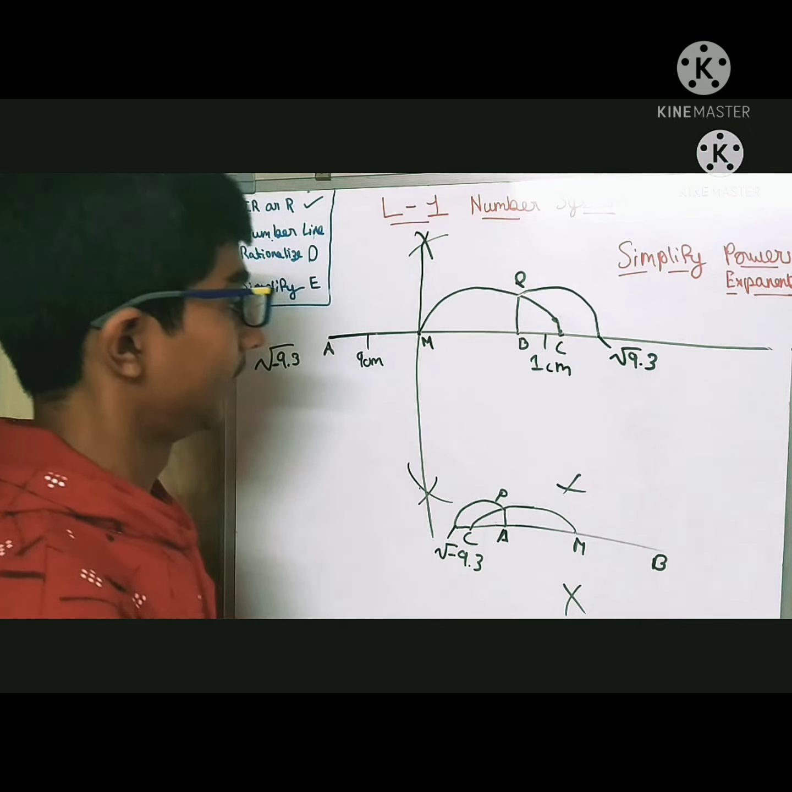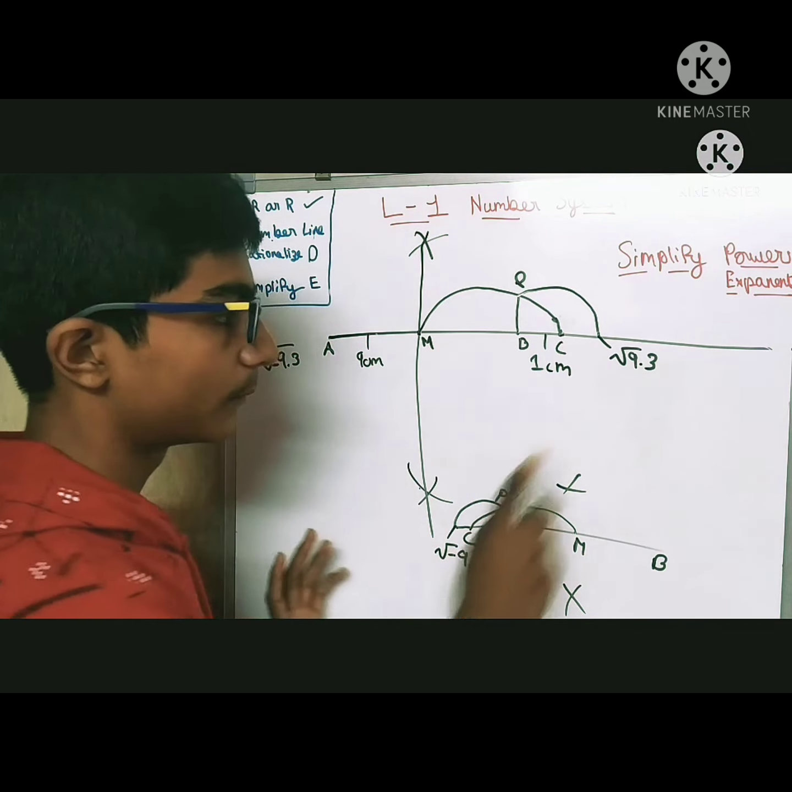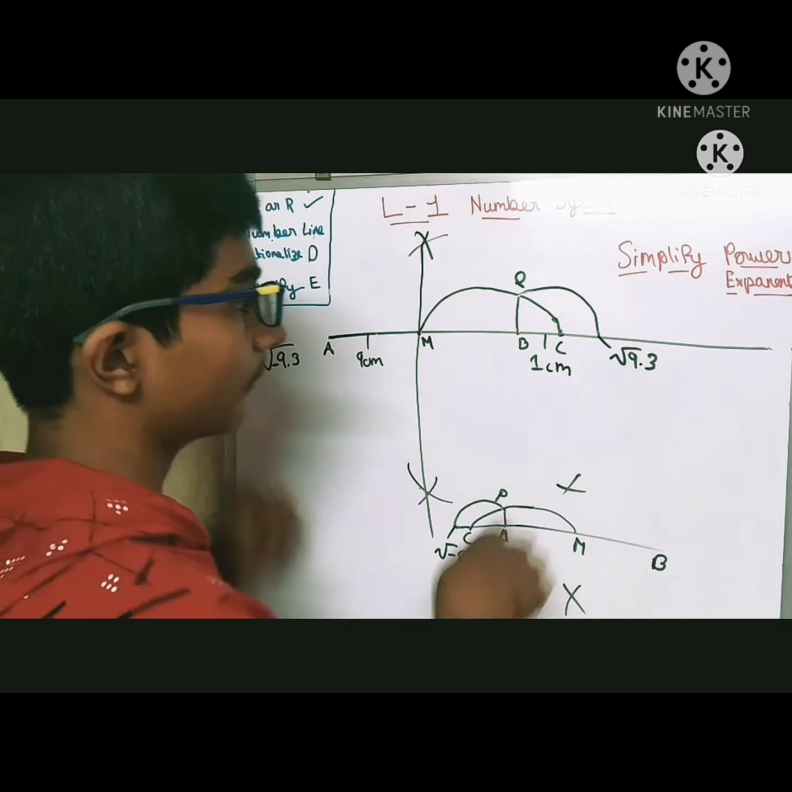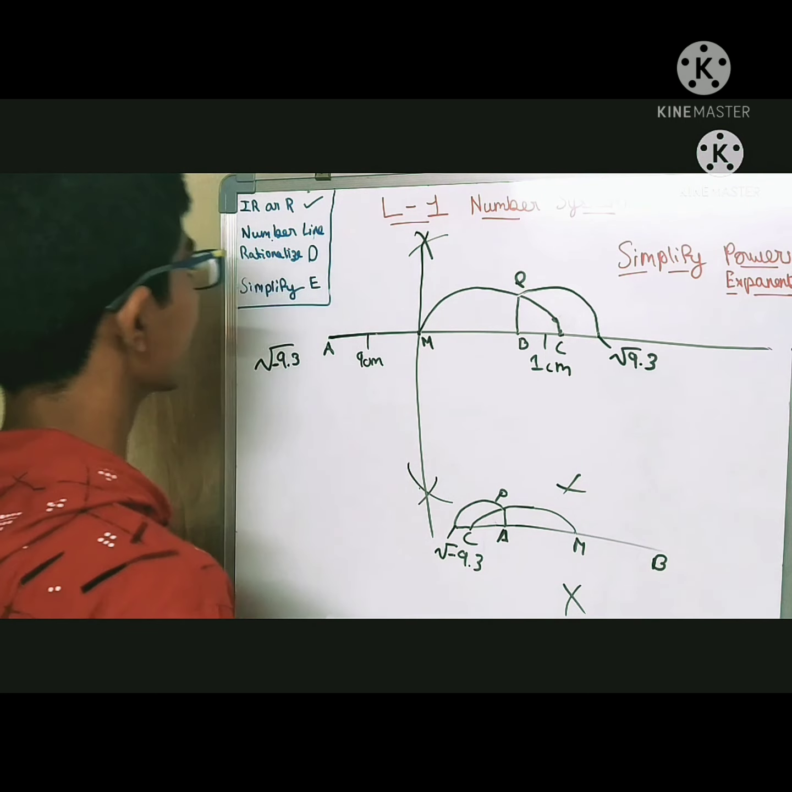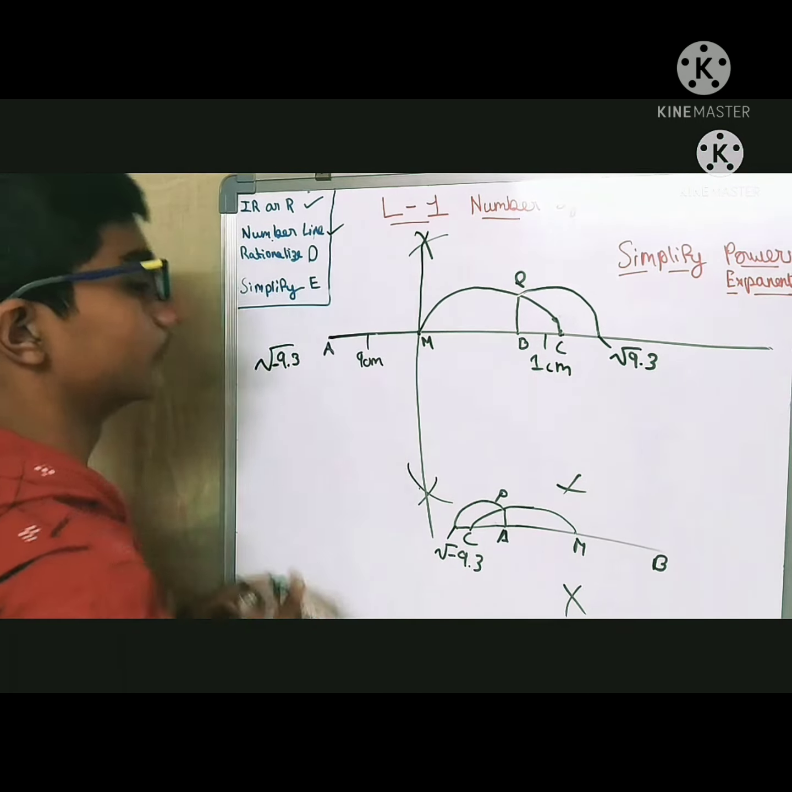So that's it. I have shown you how to represent both positive and negative numbers on a number line. So here our number line topic is also completed.